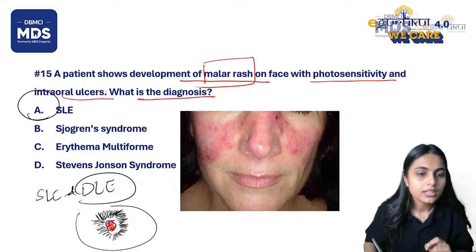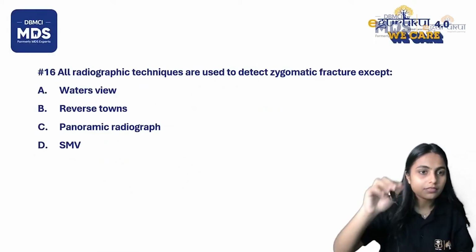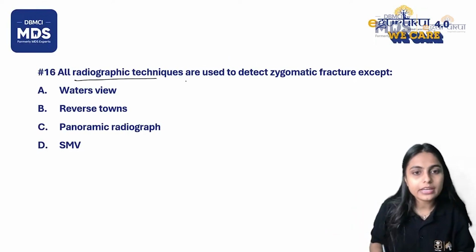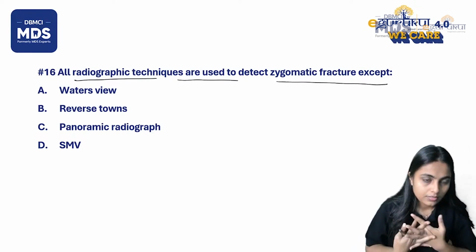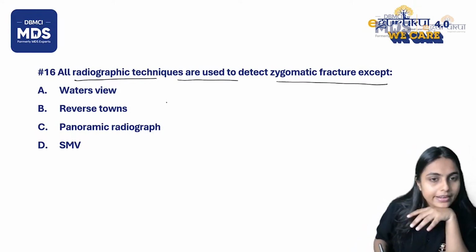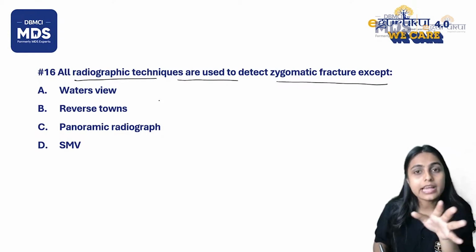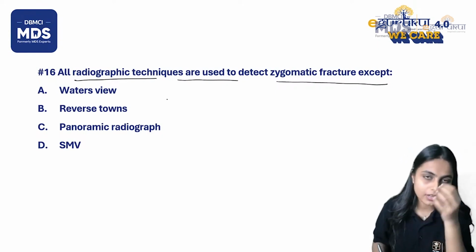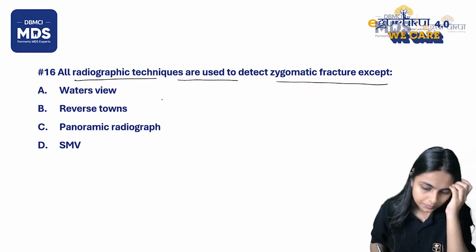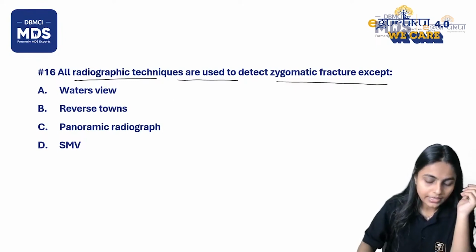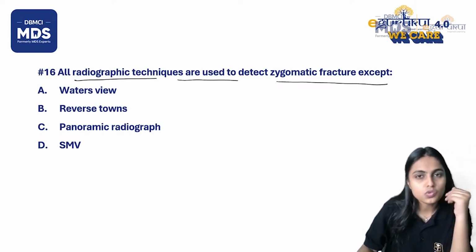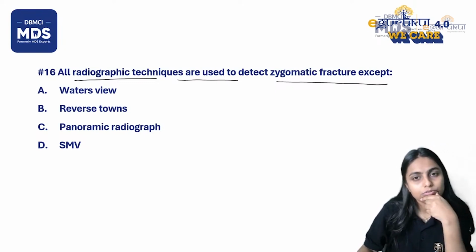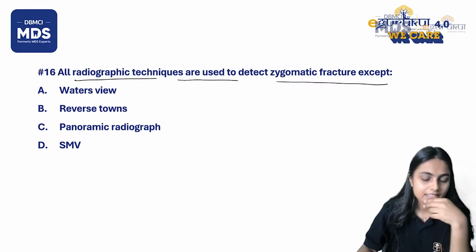Moving on further, we have the 16th question: all radiographic techniques are used to detect zygomatic fracture except, come on, all radiographic features are used to detect zygomatic fracture except which radiograph? Can you all answer? Which radiograph is used to detect some other part than zygomatic fracture?